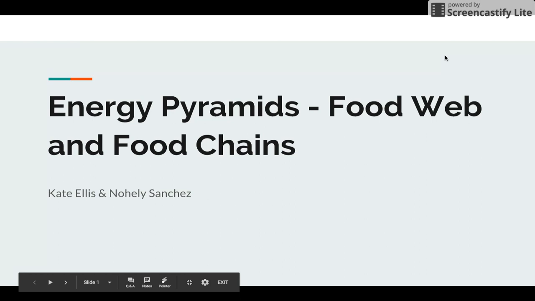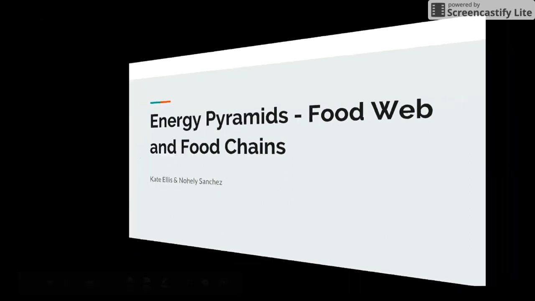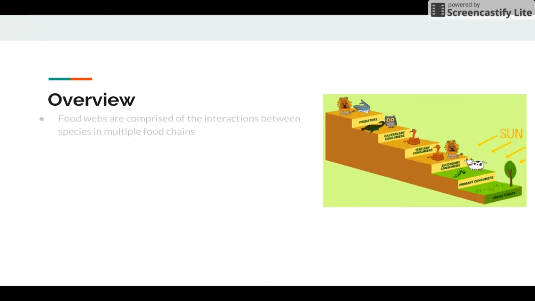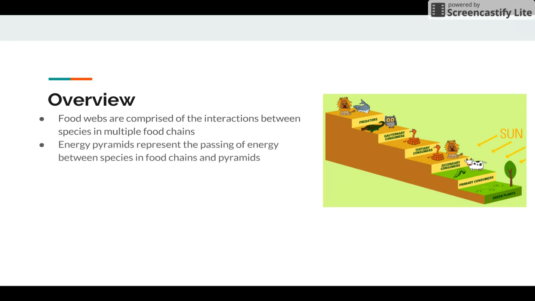Energy pyramids, food webs, and food chains. The overview: food webs are comprised of the interactions between species in multiple food chains. The energy pyramids represent the passing of energy between the species in food chains and webs. They're visual representations of how energy is passed between the levels of food chains and food webs.